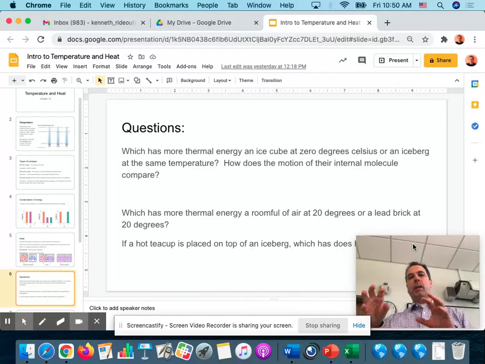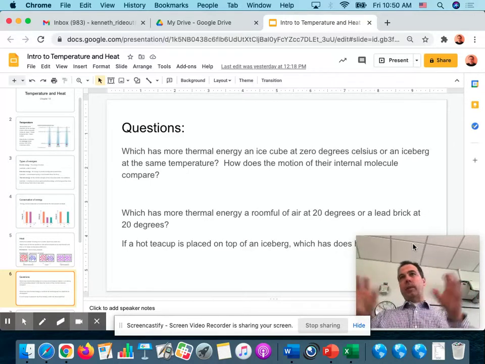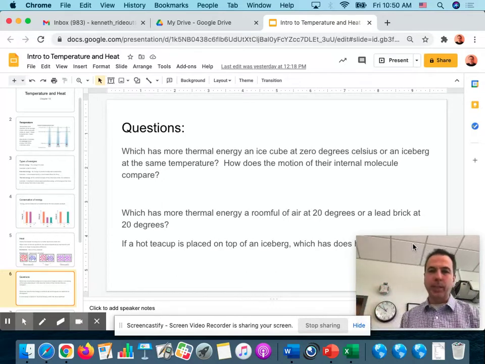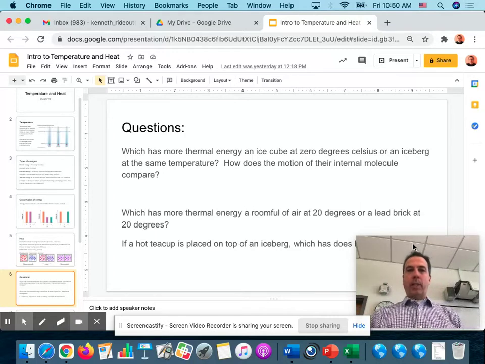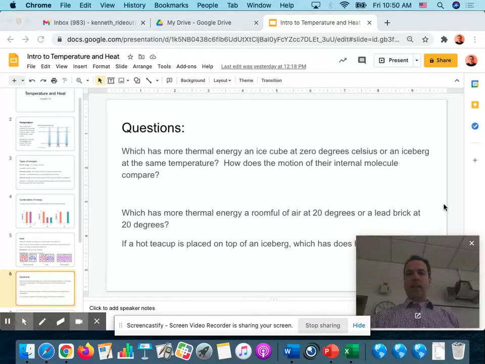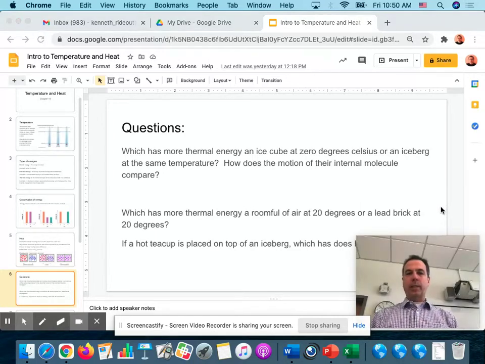Now, if you compare the motion, this is the second question, the motion of their internal molecules, if you look at one from the iceberg and one from the ice cube, you take the average from each more precisely, they will be looking about the same. Okay, next question. Which has more thermal energy, a room full of air at 20 degrees or a lead brick at 20 degrees?